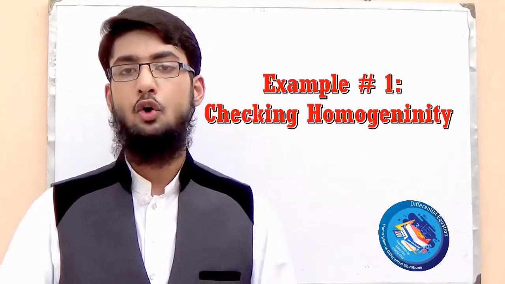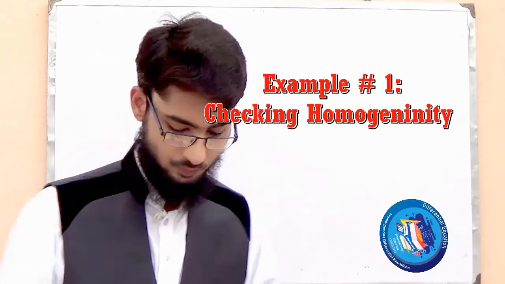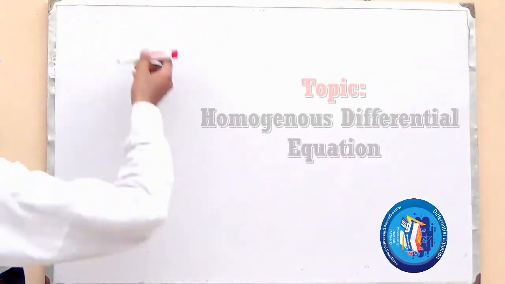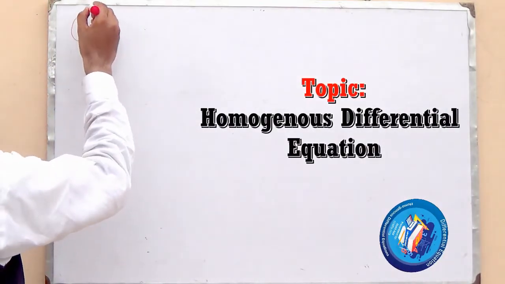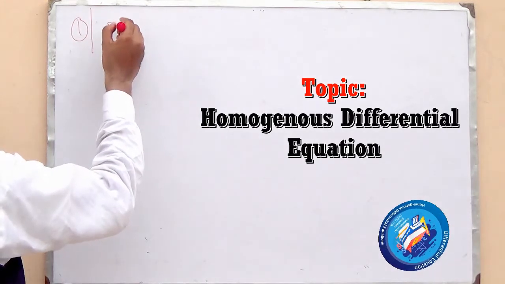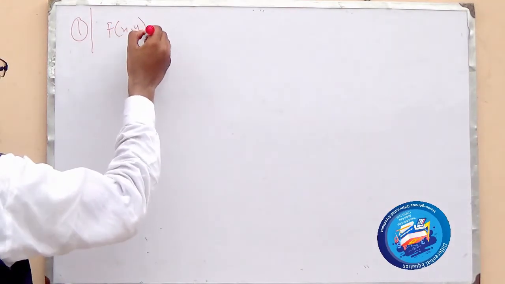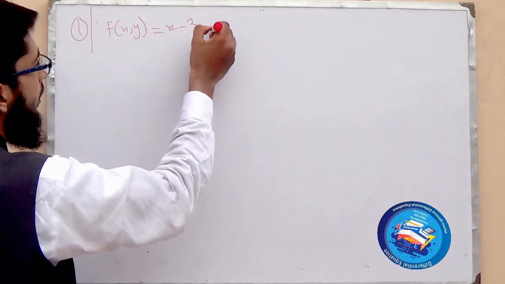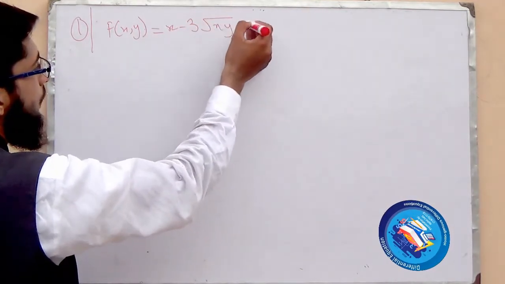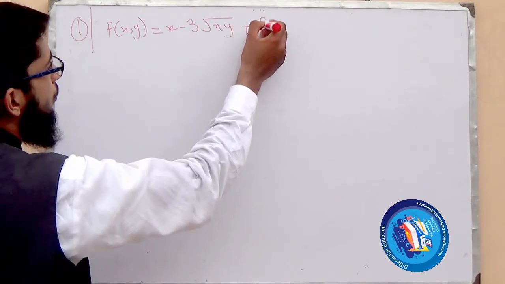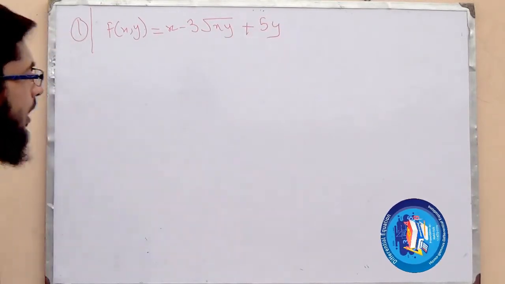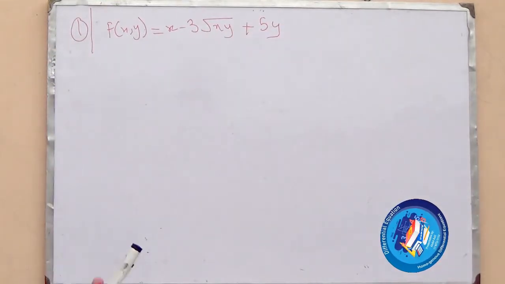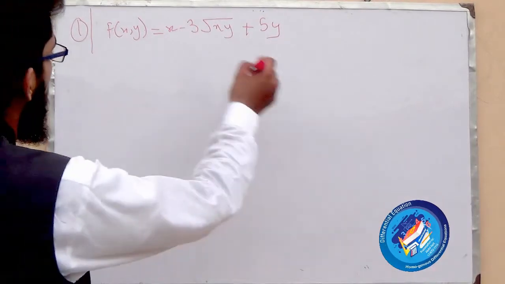So let's discuss some examples that will tell us about the homogeneity of the equation. I am writing here some questions. Example 1: f of x y is equal to x minus 3 under root x y plus 5y. We are given this equation to check the homogeneity.